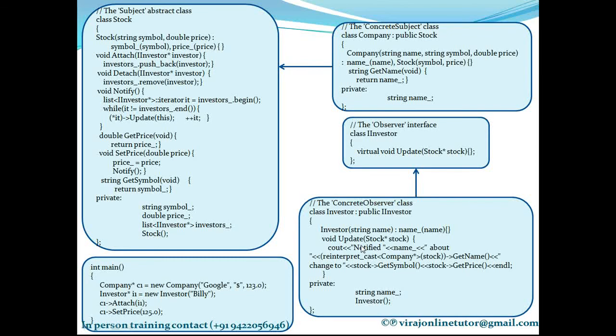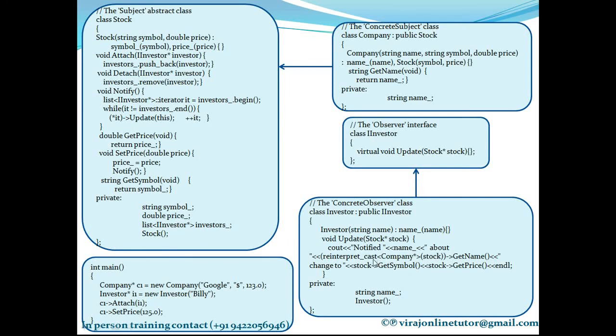Now what is this update doing? Who is calling this update? Whenever stock price change, the notify function of stock class calls this update. Right? When the stock prices change, the notify function of the stock class is defined here, which iterates through all the elements of this list and calls its update function. That means the notify function of the stock class calls the update function of the investor class.